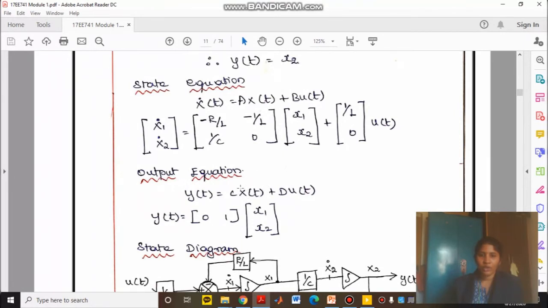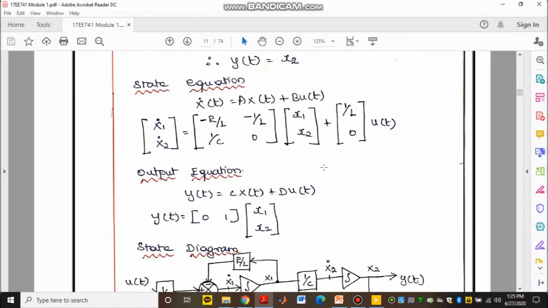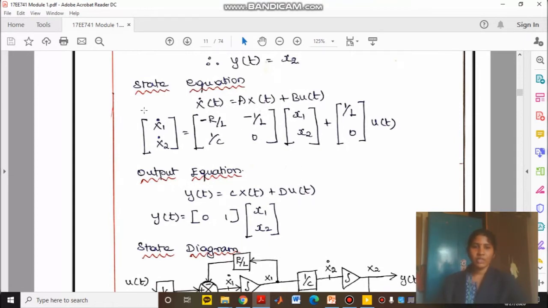Therefore the order of the C will be 1 cross 2. So you write 1 row 2 columns. In y of t, the coefficient of x1 will come over here, and the coefficient of x2 will come over here. Here y of t is equal to x2, so it doesn't have any coefficient for x1. So it is going to be 0 over here, and since the coefficient of x2 here is 1, we are having 1 over here. So now we have framed your state equation and your output equation.